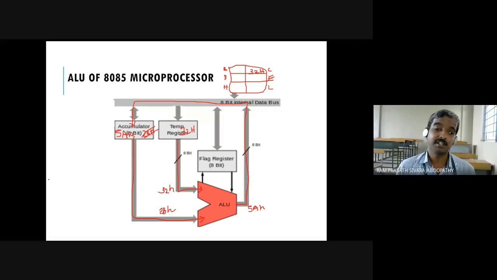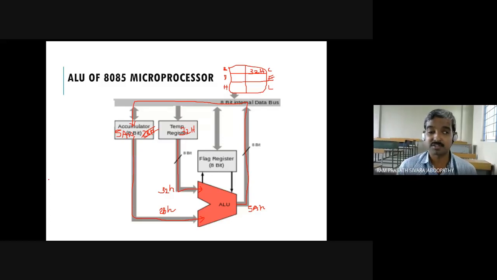Accumulator அப்படின்னா மீனிங் என்ன? It is accumulating the data. That means ஒரு addition operation நம்ம பண்றோம் அப்படின்னா, say for example add B கொடுத்தோம். கரெக்ட்டுங்களா? அடுத்து add C, add D, add E, add H, add L. இப்படி பெர்ஃபார்ம் பண்றப்ப என்ன ஆகும்? It is accumulating the result.